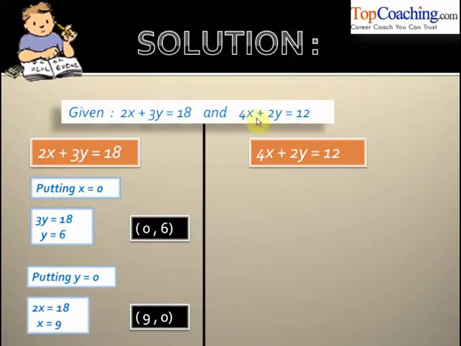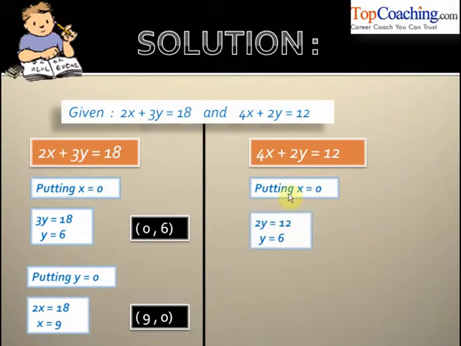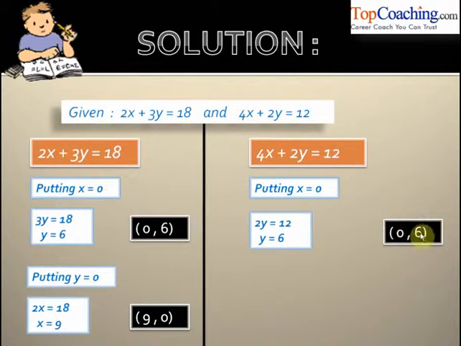Now let's look at the second equation, which is 4x plus 2y equal to 12. Let us put x equal to 0. So when we put x equal to 0, what we get is 2y equal to 12 or y equal to 6, and so we can say that 0 comma 6 is a solution of this equation, and it is of the form 0 comma b.